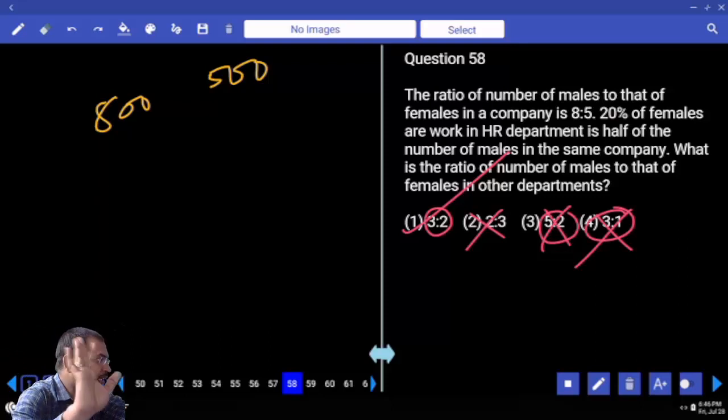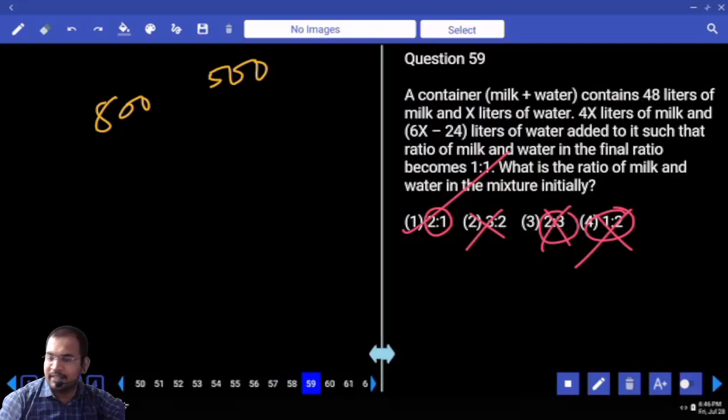Answer vastadi. If you do that circus, then you will get the answer. But manam circus anedi cheyemu.